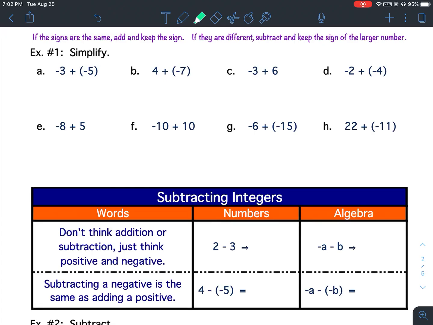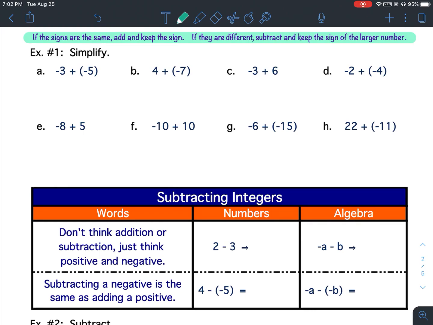Integers Lesson A Notes, example number 1. We are to simplify each of these. Now you don't need to write this down because it's on the previous page, but I wrote this at the top for you to see as a reminder. So if the signs are the same, you're going to add and keep the sign. And if the signs are different, you're going to subtract and keep the sign of the larger number.